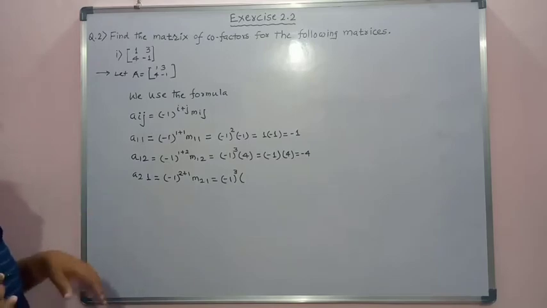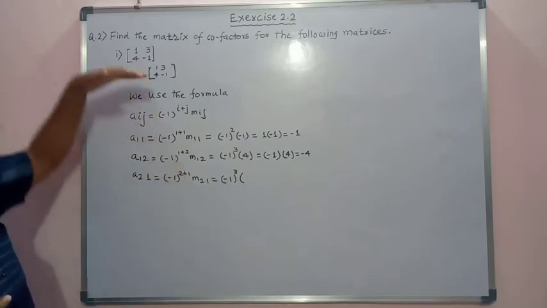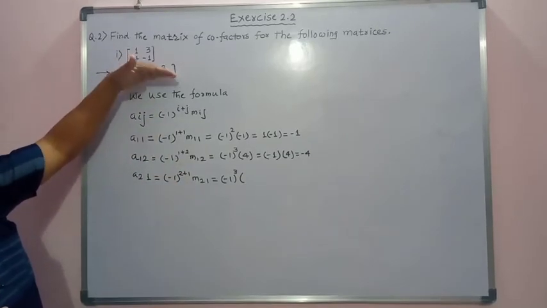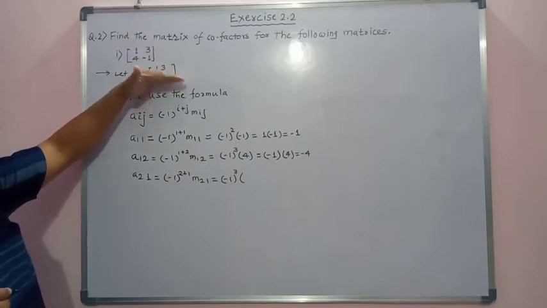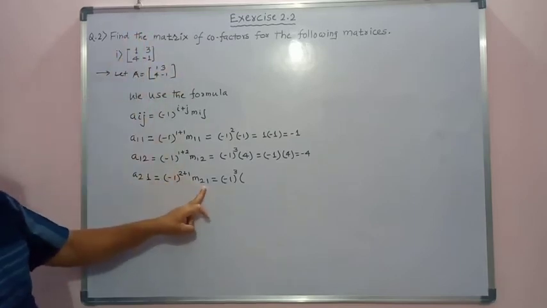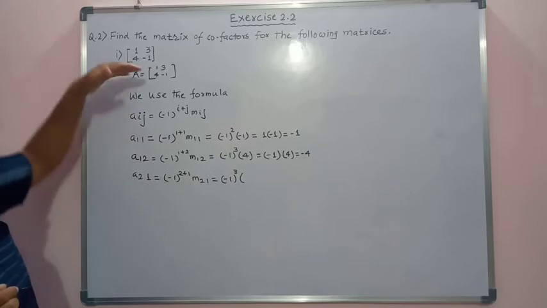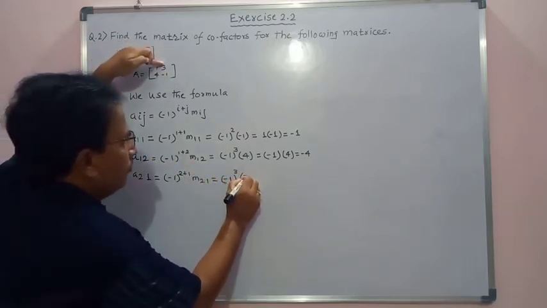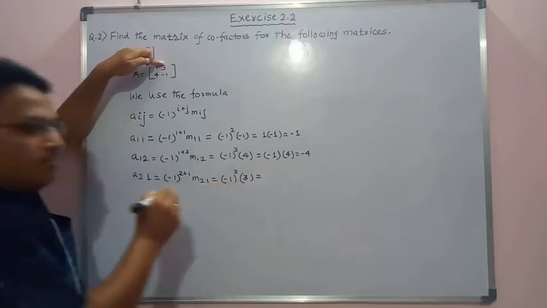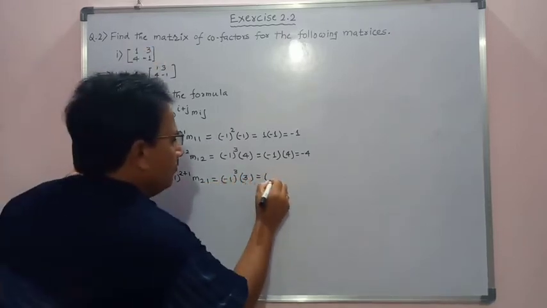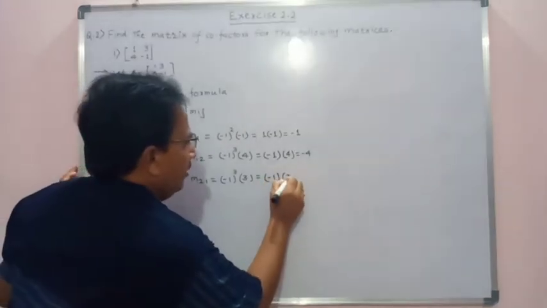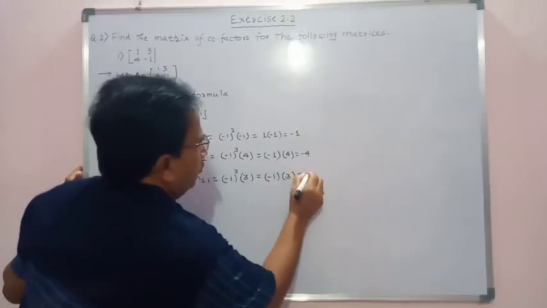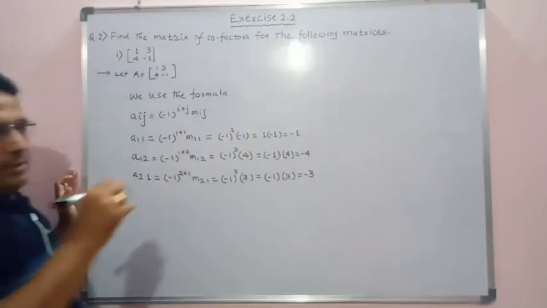What is M21? Leaving off the second row and first column. M21 means second row and first column. This minor is 3. Minus 1 cube into 3. Minus 1 cube is minus 1, into 3. This cofactor is minus 3.